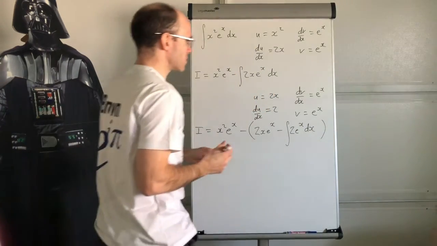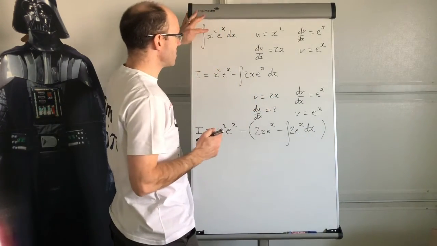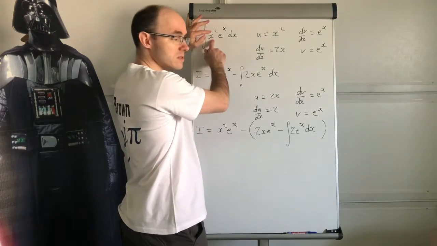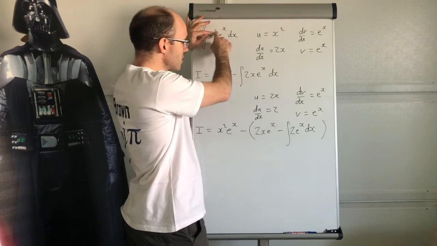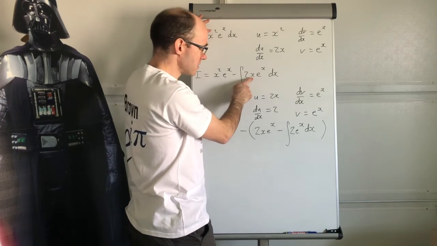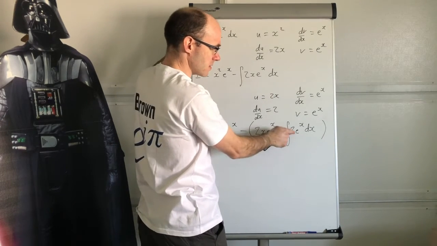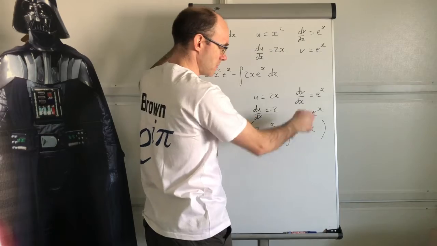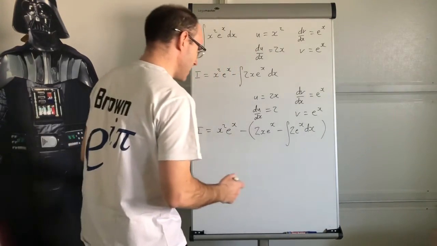I just want to reiterate that point about diminishing the powers of x. Notice that on the first application of by parts, the x squared term becomes just x, and then on the second application, it's effectively x to the power of 0, isn't it? Because it's not there, it's just 2 times e to the x.